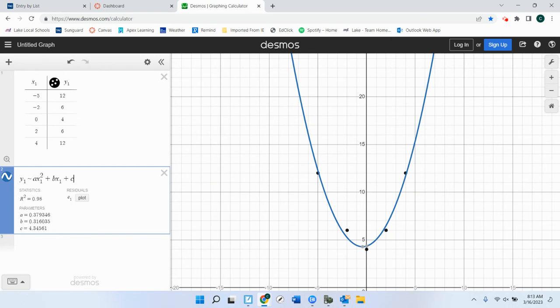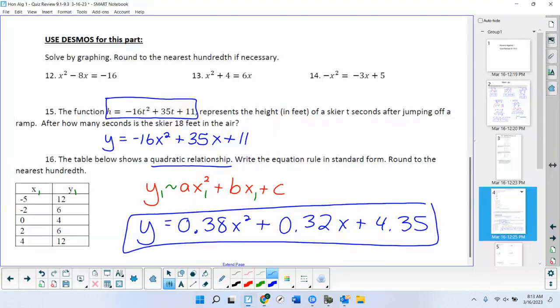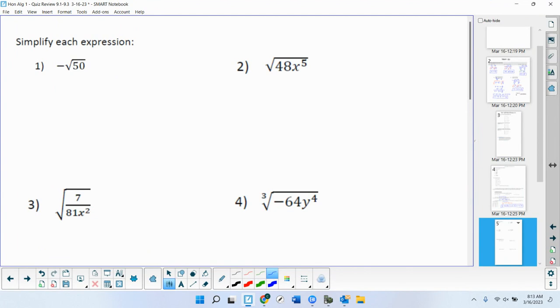All right, how are we with Desmos tomorrow? Good? Okay, close your computer. Let's try these 4.